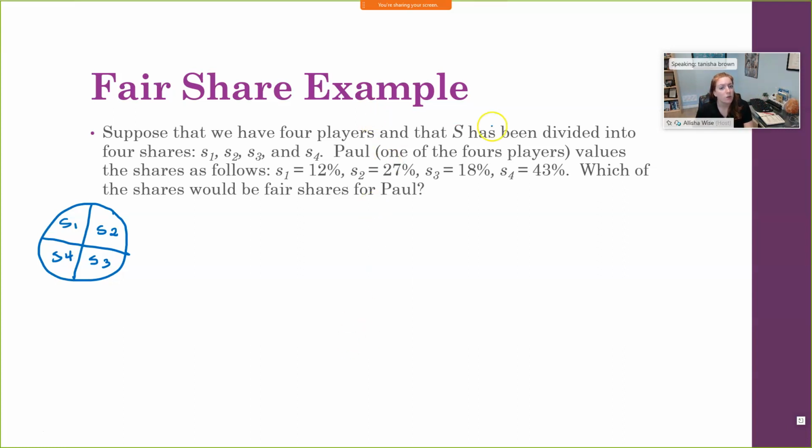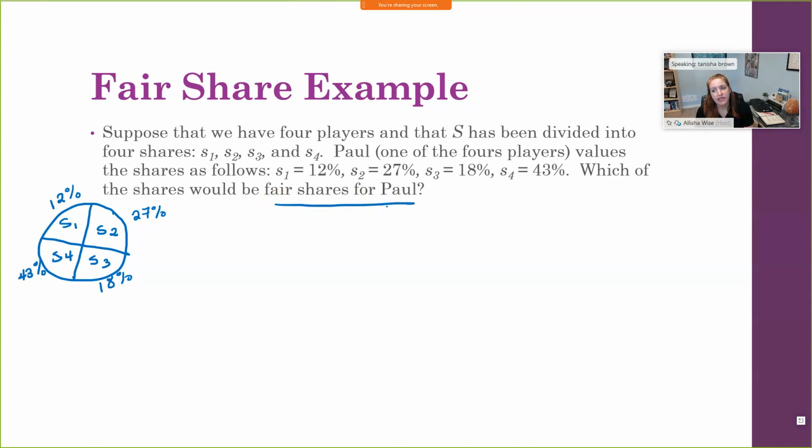Now, Paul, one of the 4 players, values the shares as follows. S1 is 12%. S2 is 27%. S3 is 18%, and S4 is 43%. The question is, which of the shares would be fair shares for Paul?